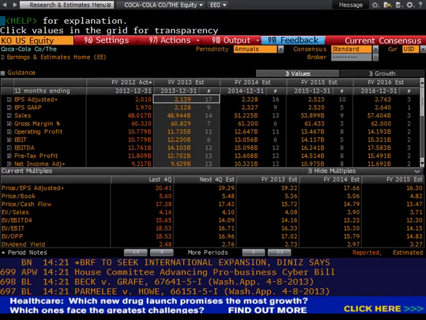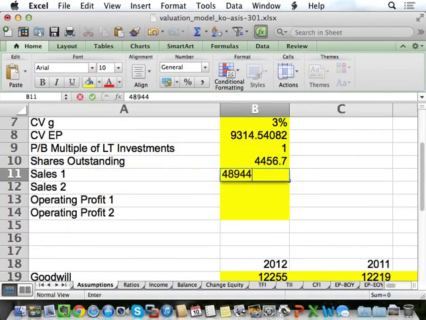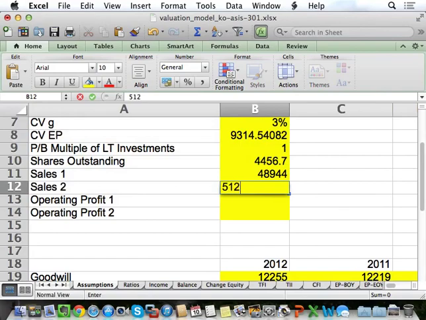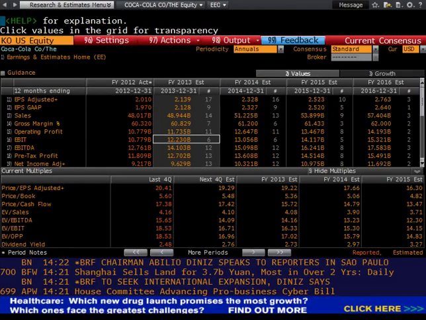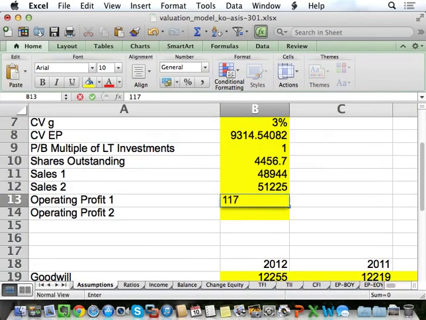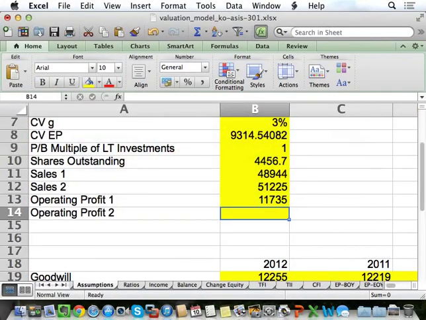So for sales 1, that is going to be 2013 Coke, 48,944. For sales 2, 2014, 51,225. For operating profit 1, 11,735. For operating profit 2, 12,647. Okay. So again, what this is representing is the consensus of the market for the next 2 years for Coca Cola's estimated revenue and Coca Cola's estimated operating profits.